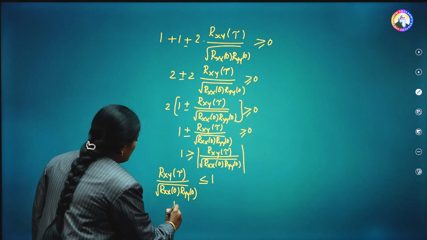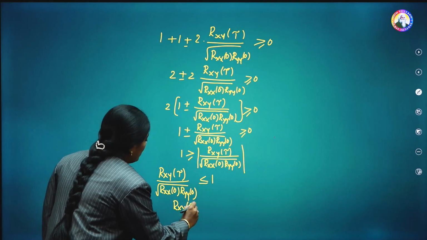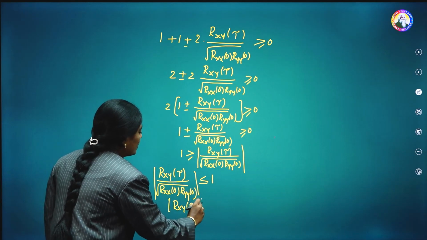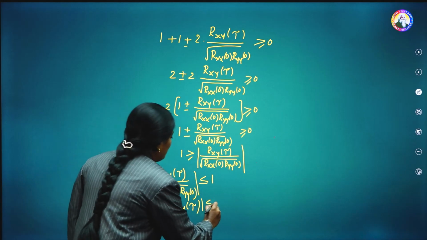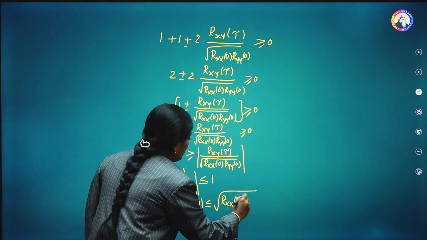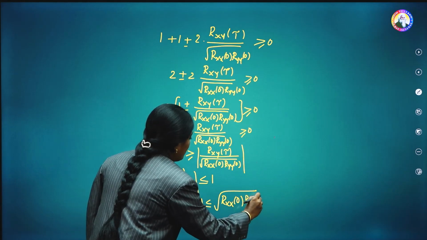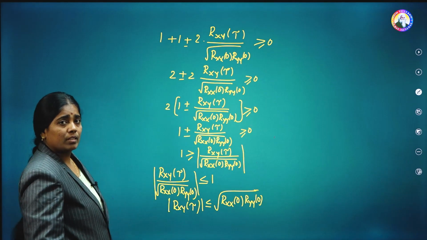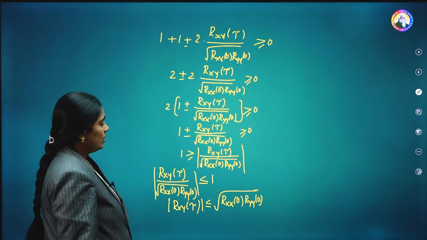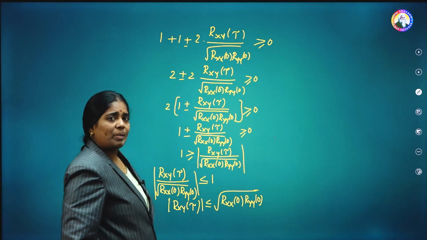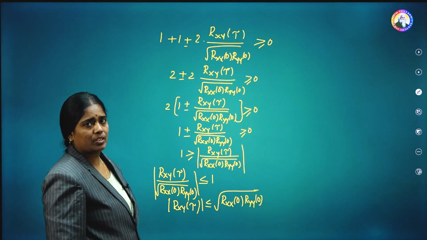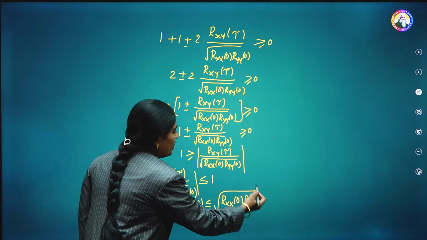The last step is R xy of tau, which is nothing but mod we are having. That is why mod R xy of tau is less than or equal to square root of R xx of 0 into R yy of 0. That is why the mod value of the cross correlation function of x of t and y of t is bounded by the geometric mean of the autocorrelation functions of x of t and y of t at the origin. So, this is nothing but the geometric mean.